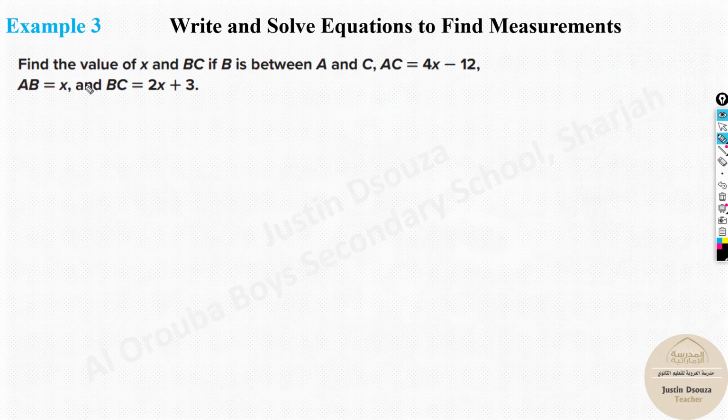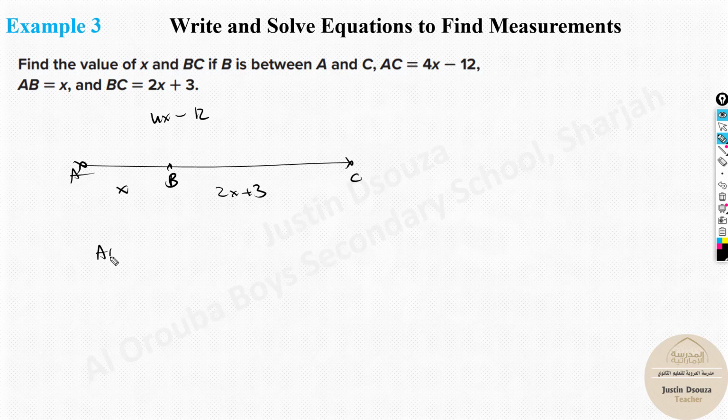Now here we have a problem where we need to find the value of x and BC if B is in between AC. So if you have a line segment, say this is AC, B is a point somewhere in between. I'm not sure whether AB or BC is lesser, so this can be inaccurate, but just for understanding, what is AC given as? AC, the total line segment, is 4x minus 12, and BC is given as 2x plus 3, but it's all in terms of x. It's same like what we have done before, but here we have variables. Now AB is x. Okay, write everything.